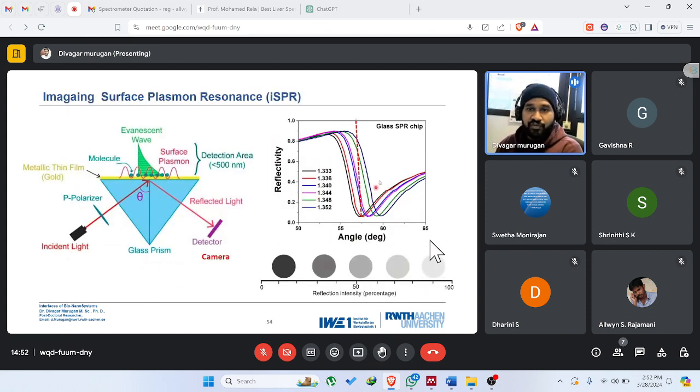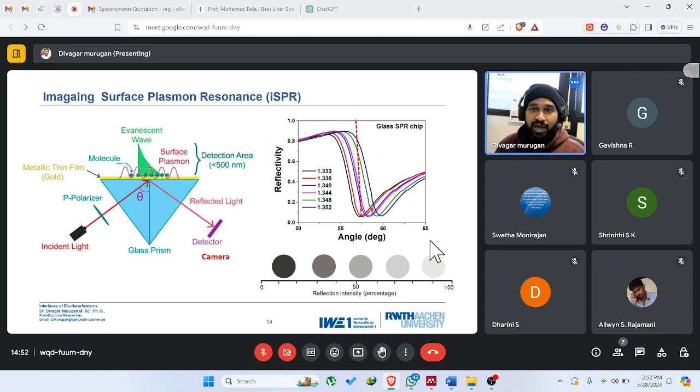So this is how we wanted to make this iSPR platform, where you have a light source. Instead of a detector, you put a camera. So here you see when I increase the refractive index of the medium on the top, then your SPR peak shifts. Here what we did is we put this at a particular angle and then see the amount of light reflected using a camera. So it is simply a contrast-based measurement.